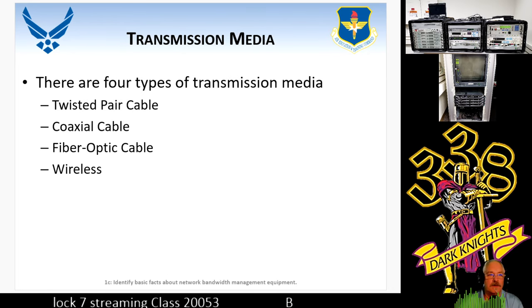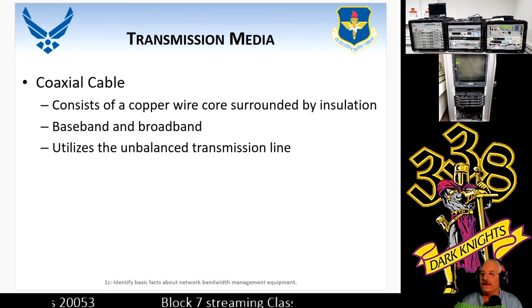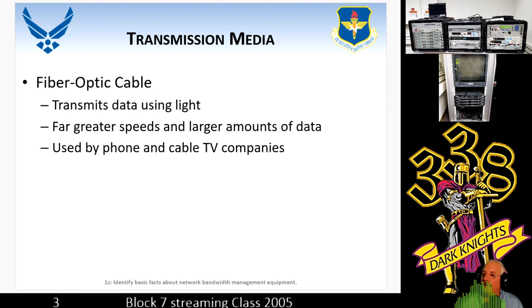There are four different types of transmission media. We've got twisted pair cable, coax cable, fiber optic cable, wireless. Just go through each one. Everything's pretty much self-explanatory. Twisted pair, you know, balanced line transmission. Coax is the unbalanced line transmission. Your fiber optic uses light.